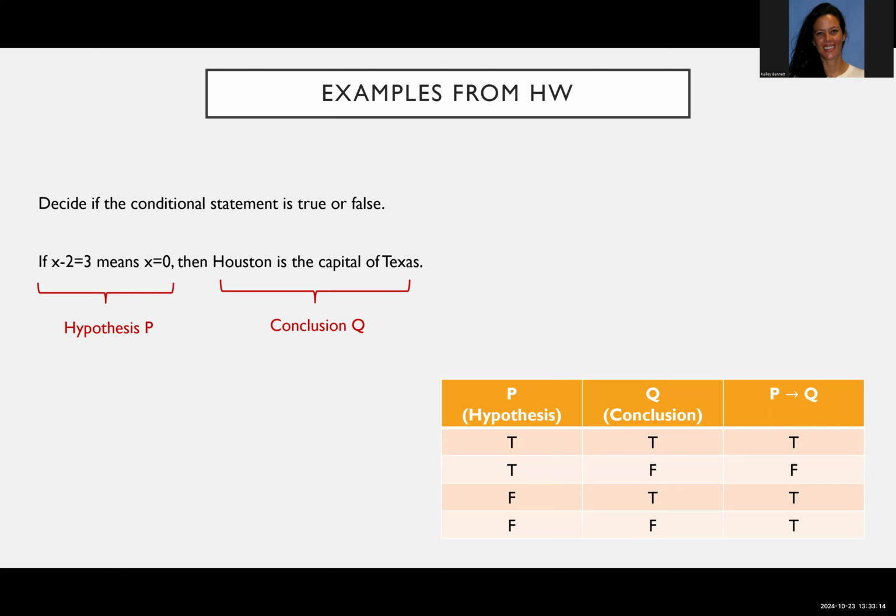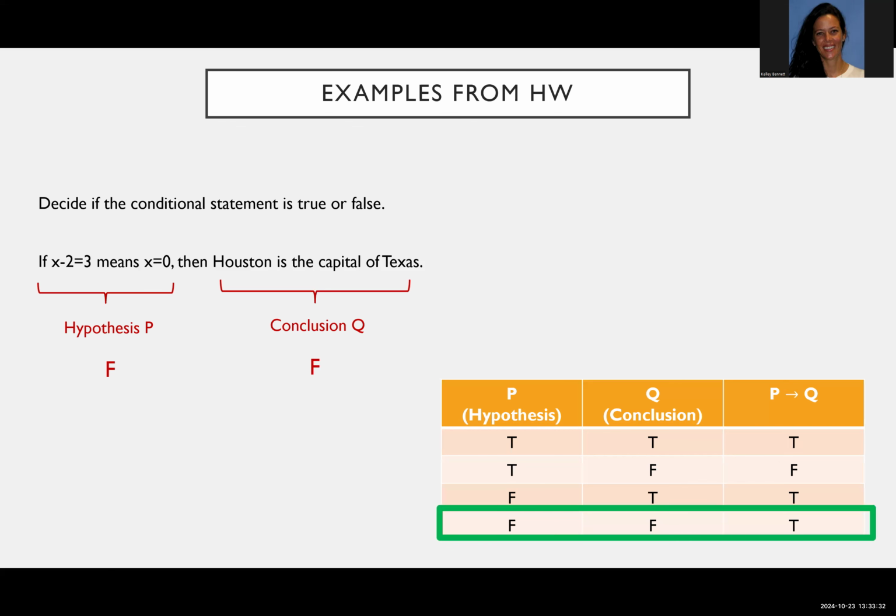What about the hypothesis? If x minus 2 equals 3 means that x equals 0. Well, that's not right. Because if I were to plug in x equals 0, then I would get that negative 2 equals 3, and that is definitely not true. So the hypothesis is false. The conclusion is also false. So this puts us in the fourth row. So the conditional statement here is true.